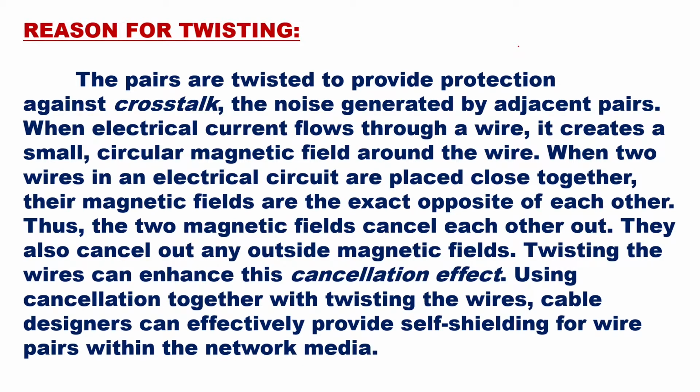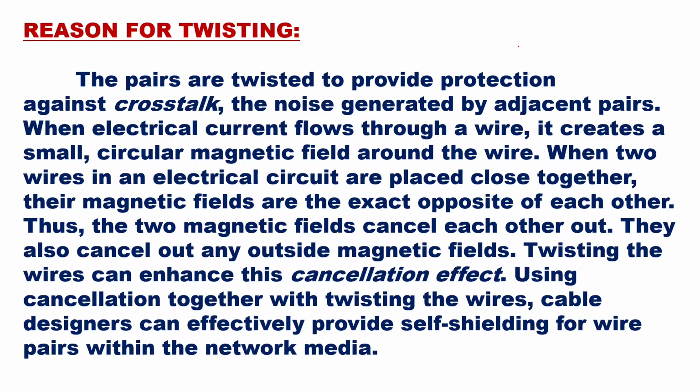The pairs are twisted to provide protection against crosstalk, the noise generated by adjacent pairs. When electrical current flows through a wire, it creates a small circular magnetic field around the wire. That is what we told as a basic theory. When two wires in an electrical circuit are placed close together, their magnetic fields are the exact opposite of each other. Thus, the two magnetic fields cancel each other out.